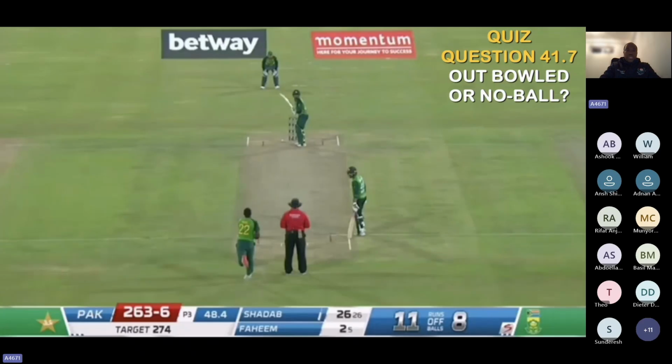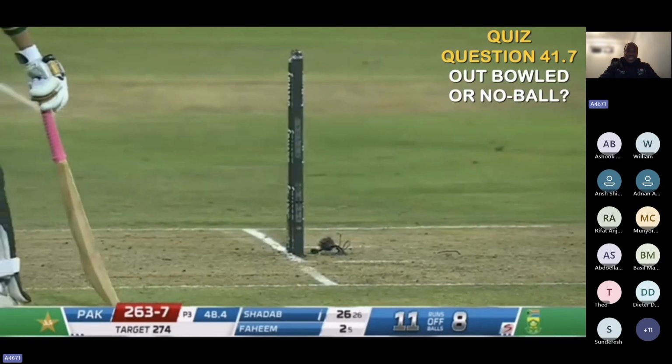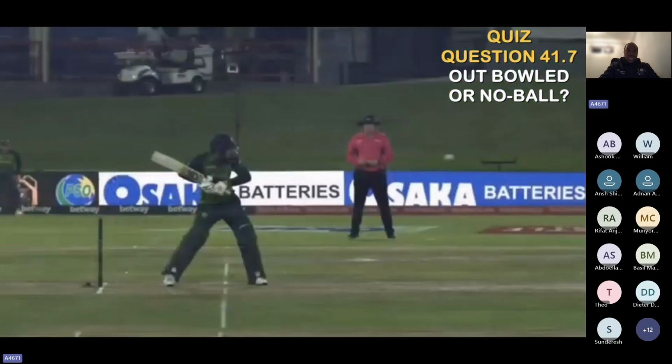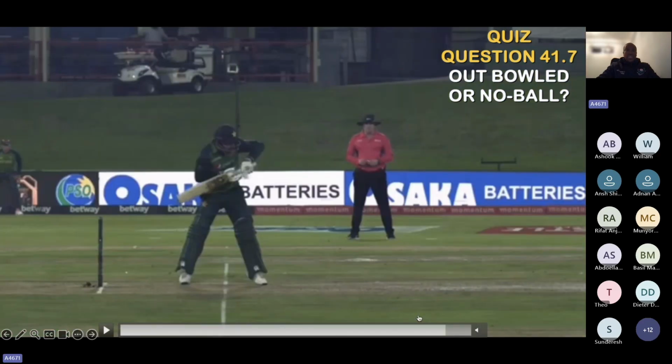Quiz question 41.7. This one is pretty straightforward. I'll play it once with the volume off and I'll talk you through it. Ngidi bowls a full toss that is directed at the striker. Shadab Khan tries to play a late cut and plays it into his stumps, and the replay clearly shows that the ball at the popping crease was above the waist height of the striker standing upright at the popping crease.